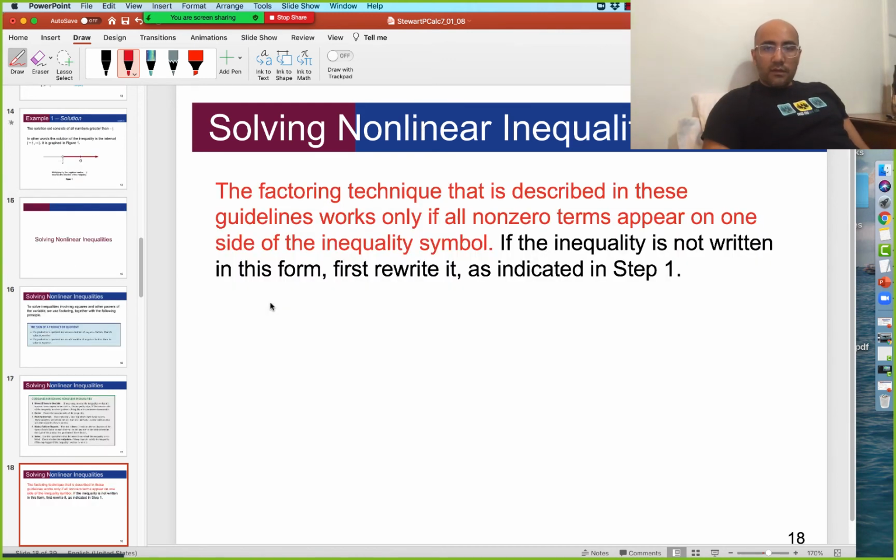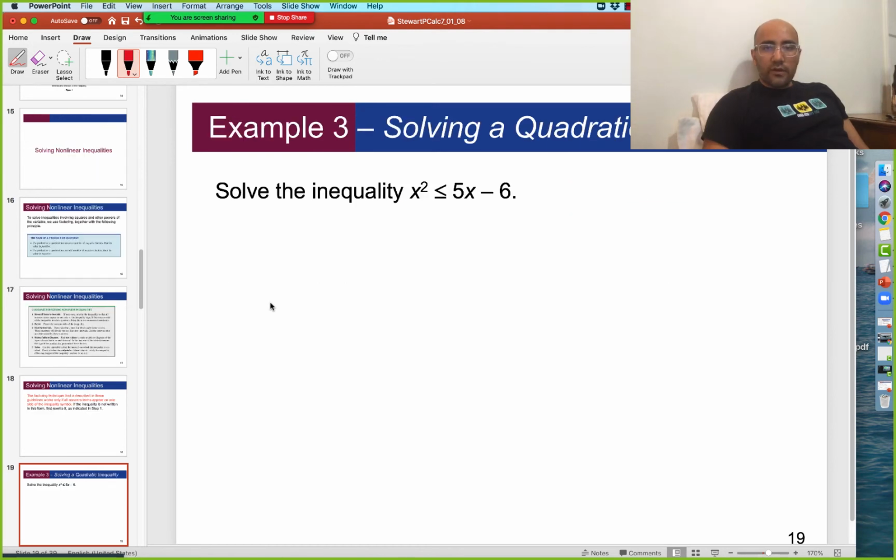Okay, so the factoring technique described in these guidelines works only if it is set to non-zero... I mean, only when one side is zero. For example, let's say we wanted to solve this. Already I can tell that this is not going to be a linear equation because there's a 2 there, and that's going to give me a quadratic of some kind. So let's set up everything so that it is 0 on one side. I'm going to copy this over here. I get x squared is less than or equal to 5x minus 6.